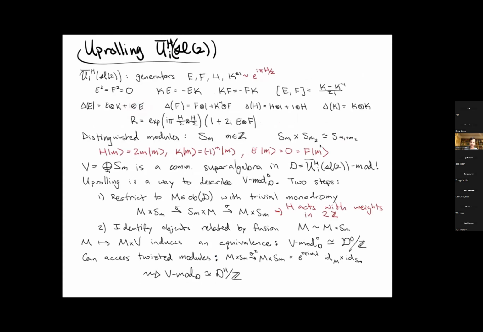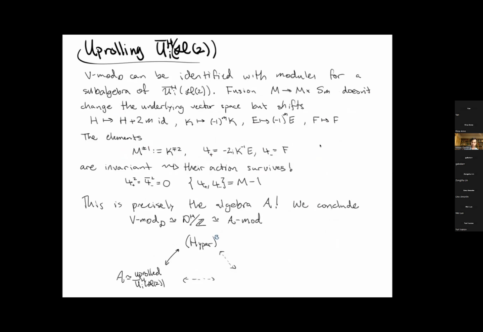E acts as zero on S. So the second term doesn't matter. It doesn't change that part of the action of E. But K acts as minus one to the M on this module, as I've denoted here. So fusion with SM actually shifts the action of E by minus one to the M. Because of the form of the coproduct for F, it doesn't change F. And so fusion with SM has the effect of fixing the vector space, but altering the actions of H, K, and E while leaving F the same.